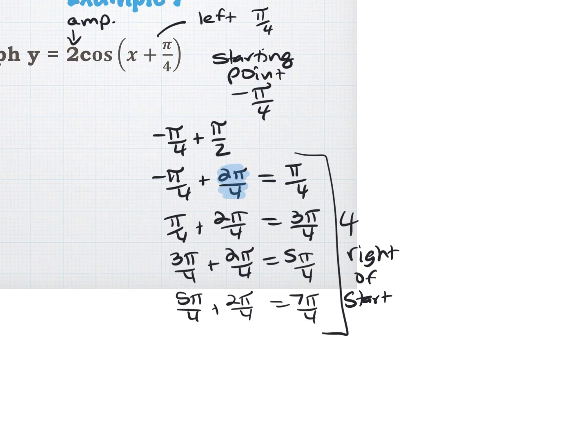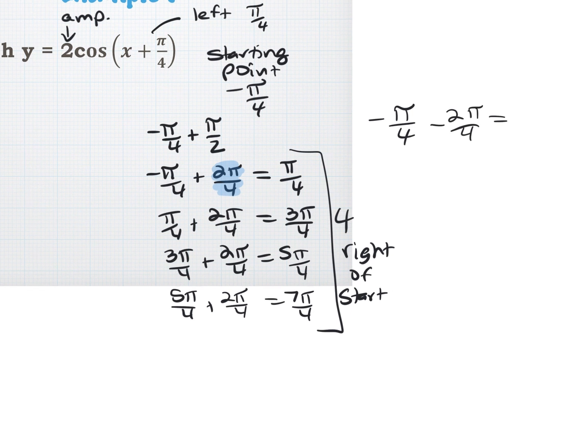So again, from my starting point, the pi over 4, I'm subtracting pi over 2, which remember is the 2 pi over 4. So once I subtract, my first key point to the left will be negative 3 pi over 4. Take that value, subtract another 2 pi over 4. Now notice this one, it looks symmetrical. Notice my points are ending up being the same numbers but with a negative sign.